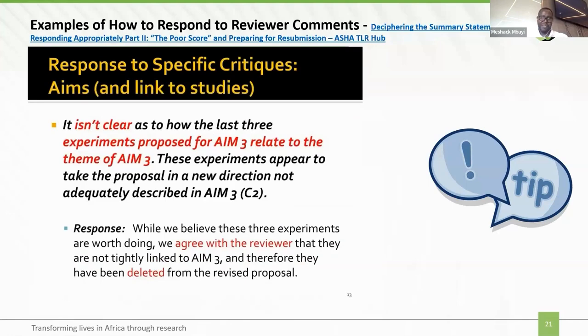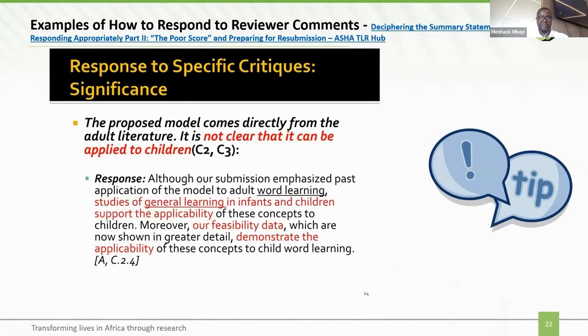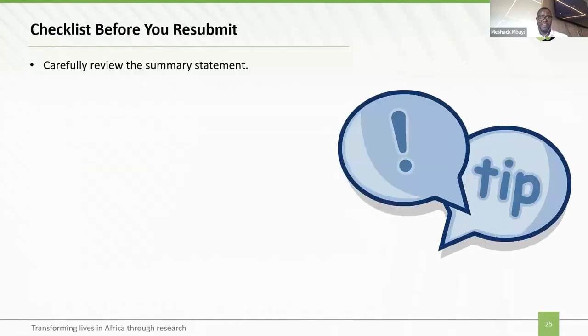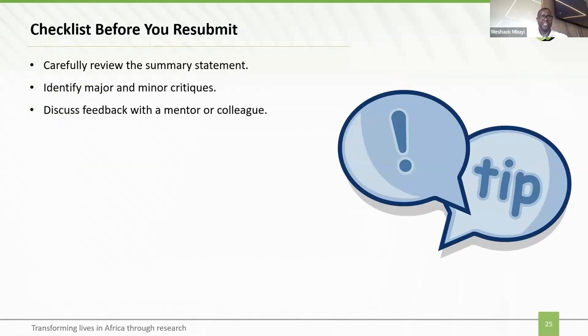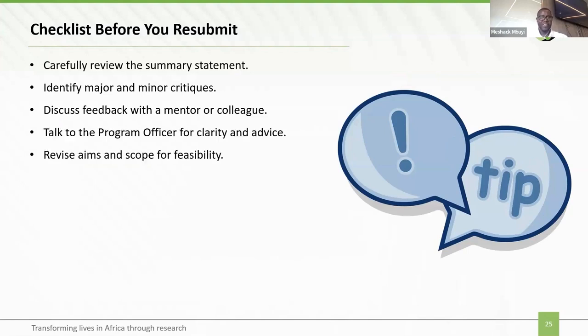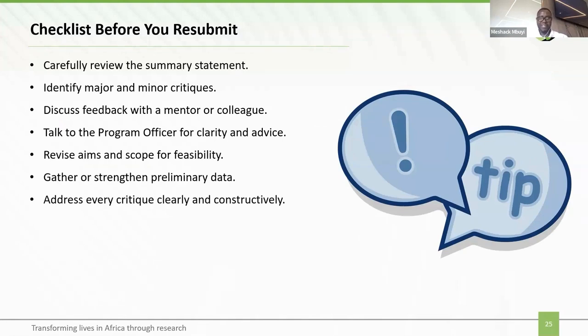I'll pass these sections and just take a quick run through the checklist as my time comes to an end. So before you submit, you need to carefully review the summary statement. Again, you need to review the summary statement, identify the major and minor critiques, and put them side by side and see how to respond to them. You need to discuss feedback with a mentor or a colleague. You need to talk to the program officer for clarity and advice. You need to revise your aims and scope for feasibility. You need to gather or strengthen preliminary data. You need to address every critique clearly and constructively.